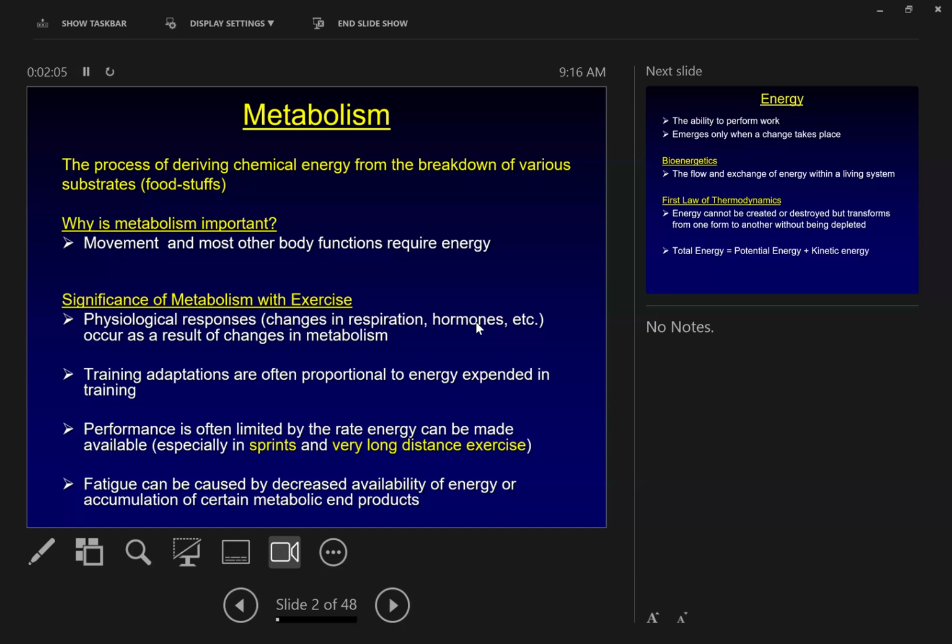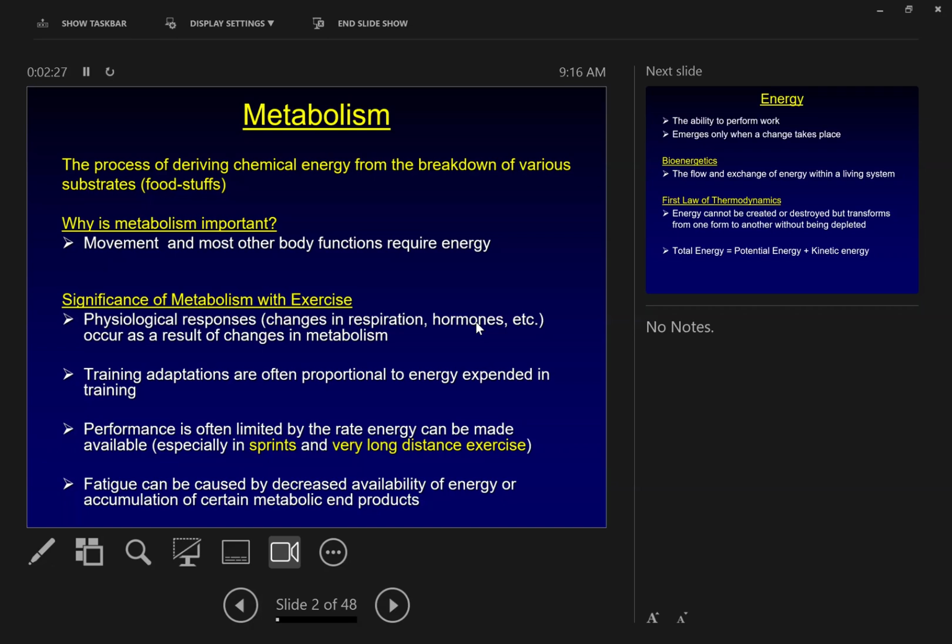And conversely, or ironically, during very long events, very long duration things, where ATP turnover is not that high, but it goes on for a very, very long time, the process can actually begin to get tired.